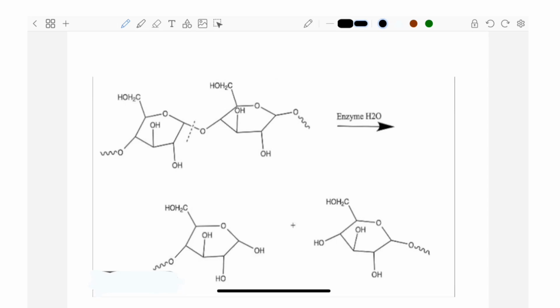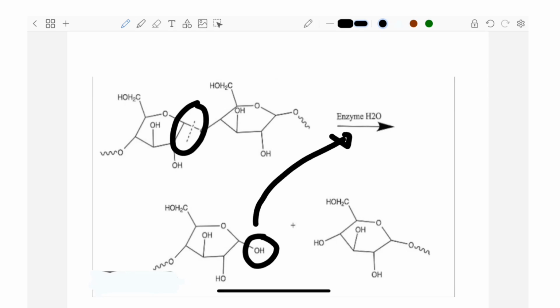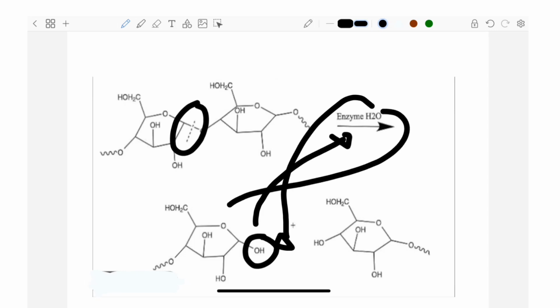So, nakita naman po natin na hati siya. Hati siya, and hanggang dito po sa baba, itong OH. Nakuha po yung OH dito po sa H2O. Yung isa pong H, ayan. And yung isa naman pong O, which is ayan po.